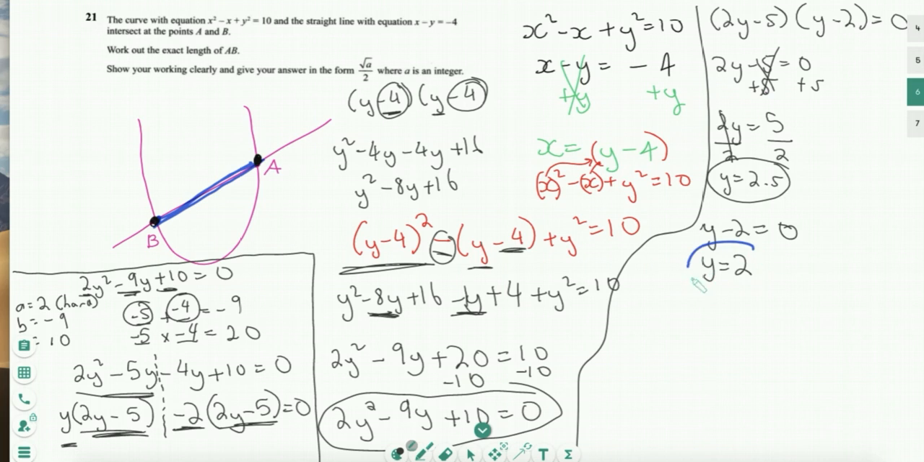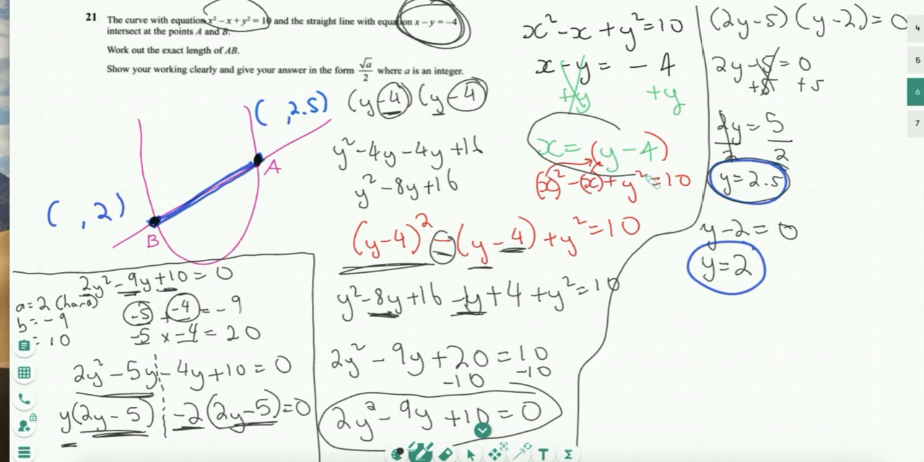So we know the y coordinates of both these coordinates. This one here has a y coordinate of 2.5. This coordinate here has a y coordinate of 2. Now, how do we find the x coordinates? Well, like before, we plug the y coordinates into either of these equations. I'm going to plug it into this equation here. And earlier, I rearranged x minus y equals minus 4 into this equation here. X equals y minus 4. So let's use that one. That looks even easier. X equals y minus 4.